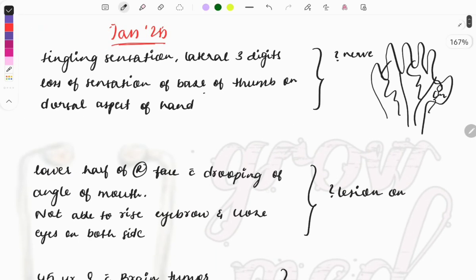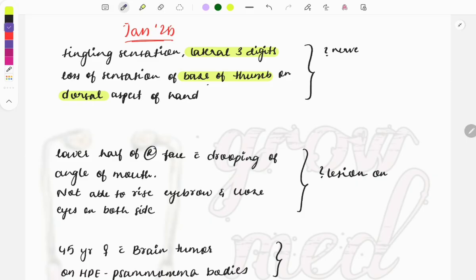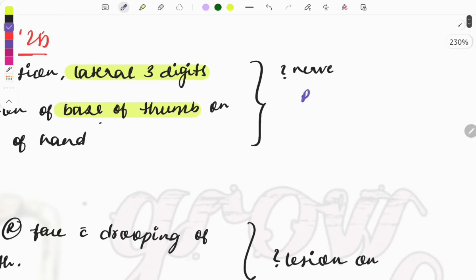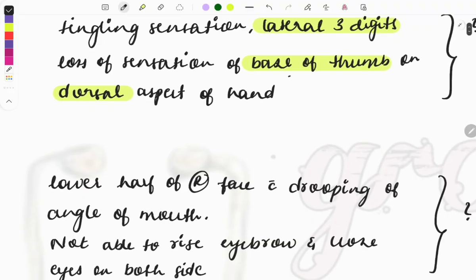So look here, the things asked in the question are lateral 3 digits, the dorsal aspect of the hand and the base of the thumb. These things are pointing towards injury of the radial nerve. These are the sensory supply of the radial nerve. But if you look at the motor supply, things like wrist drop can happen, and if the injury happens around the shoulder area, like under the armpit, then things like crutch palsy, Saturday night palsy, can happen. So these are two other important things which you must remember.